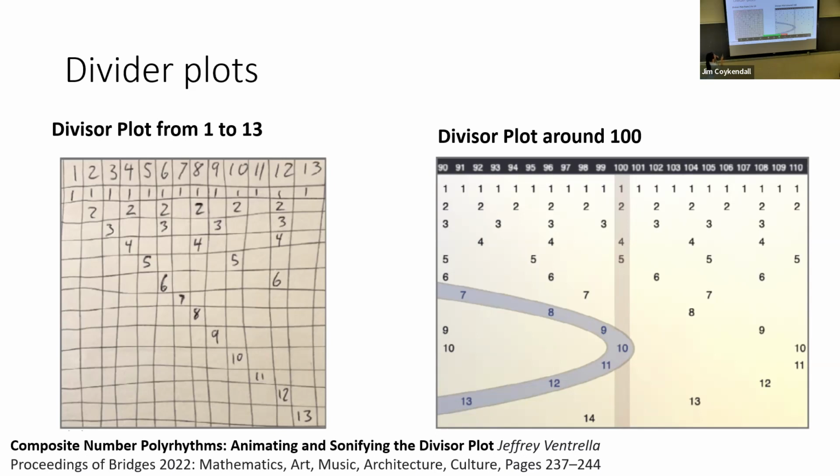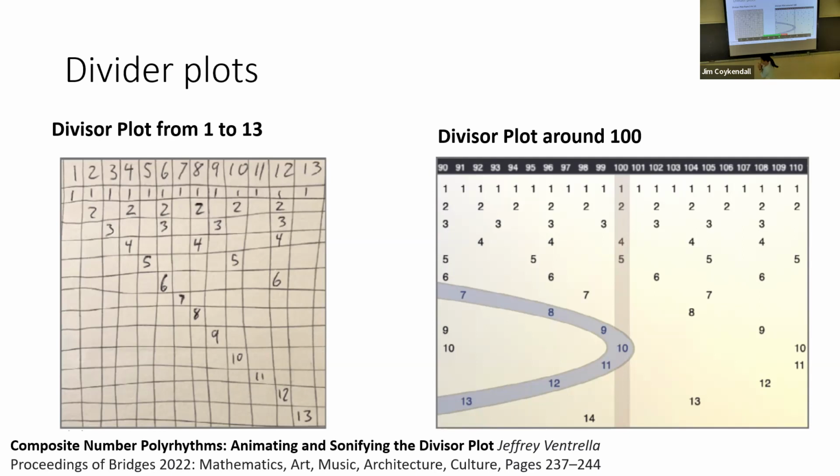Say I just list all the numbers from 1 to 13, and then I try to find all the divisors of all these integers. So say 6, you get 1, 2, 3, 6, and then I just line up the integers and line up the divisors. This is the row for 2, 3, 4. Then you see a pattern like this.